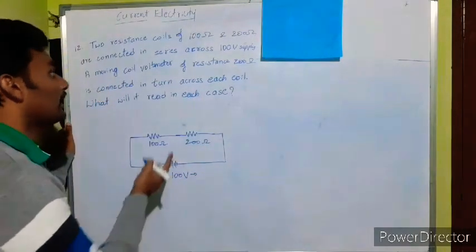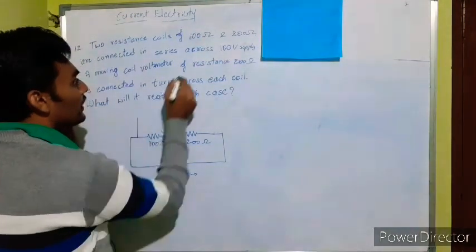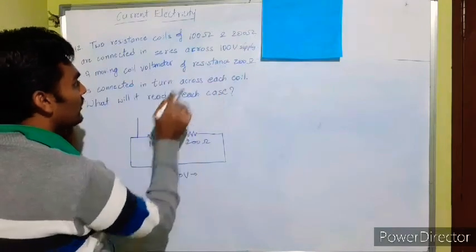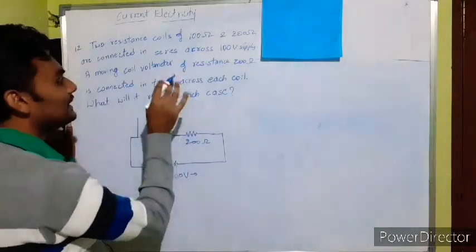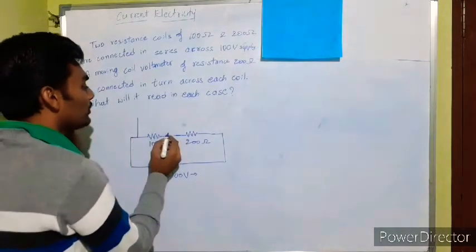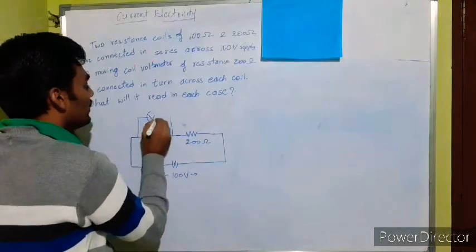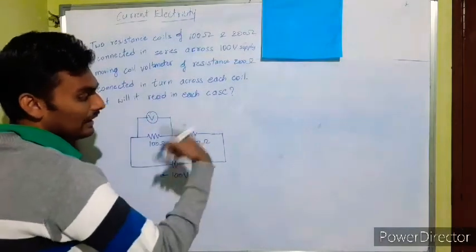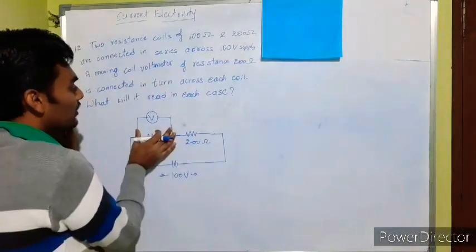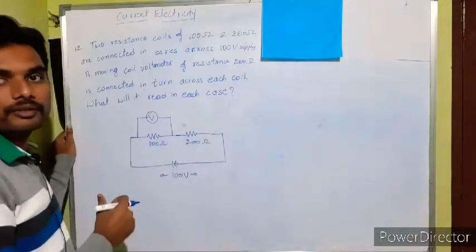And then they connect a voltmeter of resistance 200 ohm in turn across each coil, which means they connect the voltmeter first with one of the coils here, and in the next situation they remove the voltmeter from here and connect it across the 200 ohm resistance.